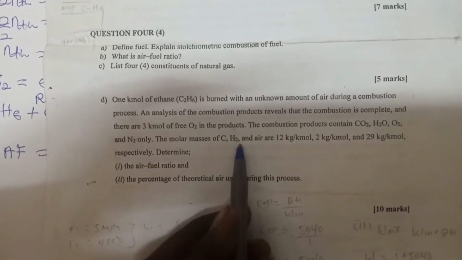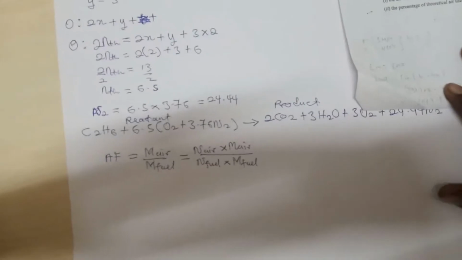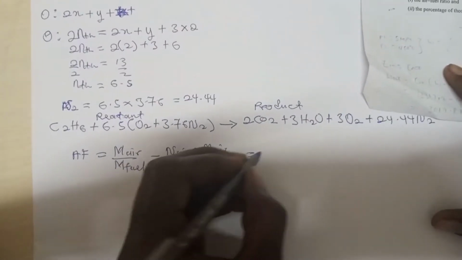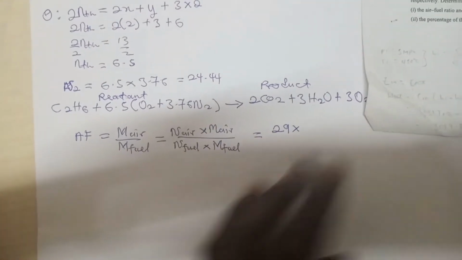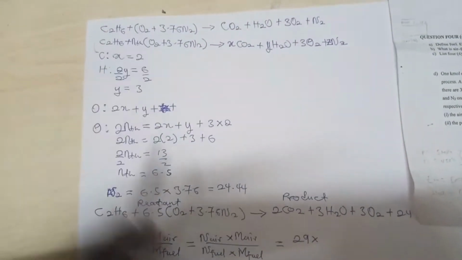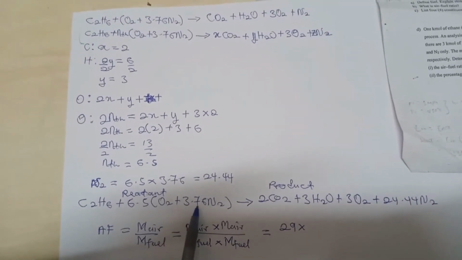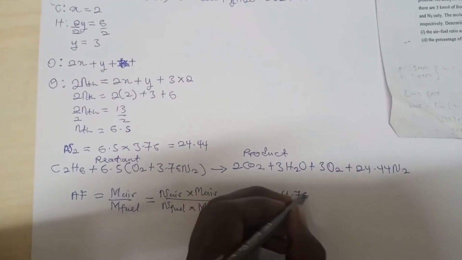Now in the question they give us the molar mass of carbon, the molar mass of hydrogen, and the molar mass of air. So now the molar mass of air is 29. So 29 times the molar number in the equation here: 21 divided by 21 equals 1, plus 3.76 for the nitrogen, so it equals 4.76 times what?